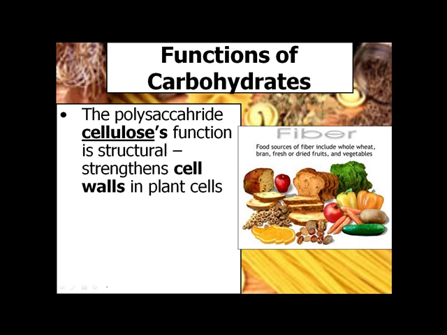Another polysaccharide is cellulose, and the function of cellulose in plants is structural. It's what strengthens the cell walls in plant cells and thus makes plants have that tough fiber that holds it all together. Look out a window right now and look at a tree. Imagine if that tree had no cellulose, it'd be floppy, laying on the ground. And if you went over and picked up a branch or a stick and tried to chew on it, you'd be chewing it for a long time to try to break apart that cellulose. It's just a really tough molecule.